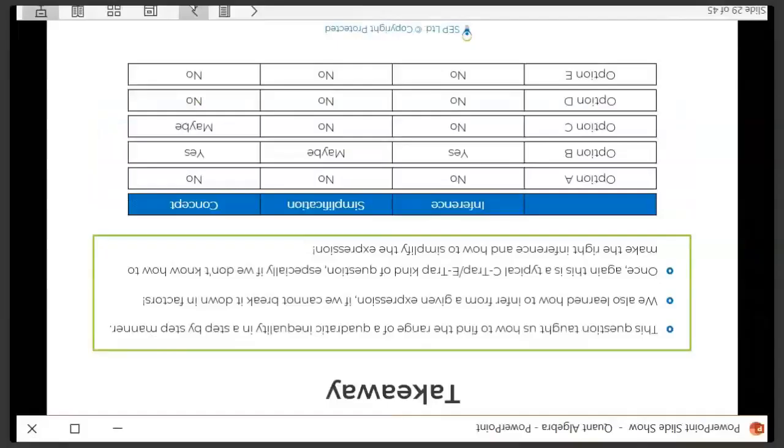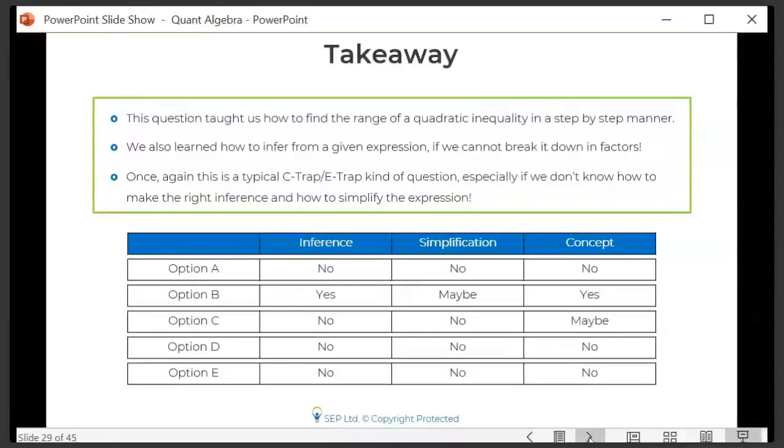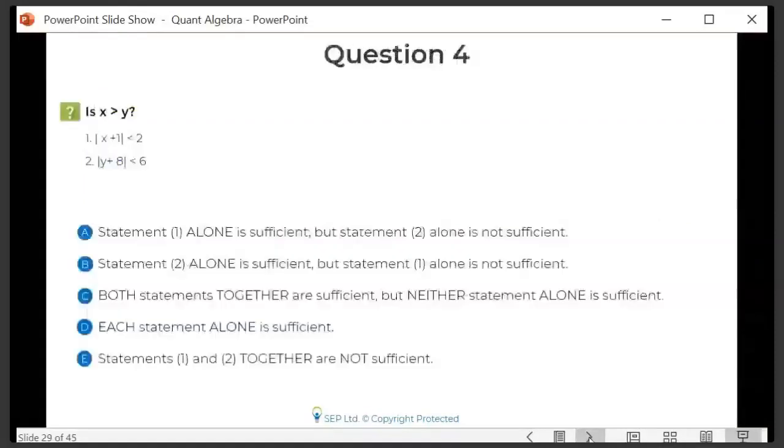Okay, well, let's move on to the next question, guys. Here's this one. And once again, loads of learning in this question too. I'll give you 2.5 minutes.